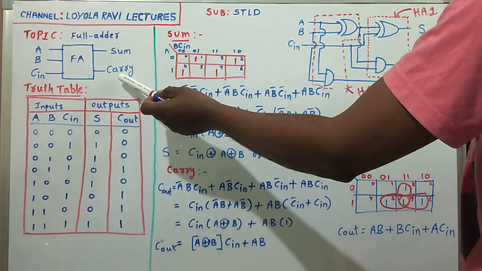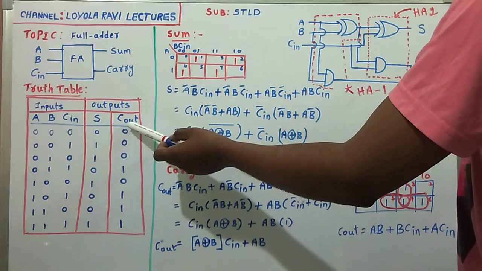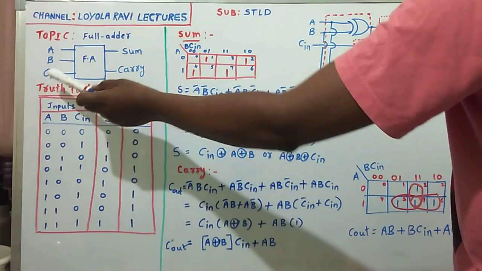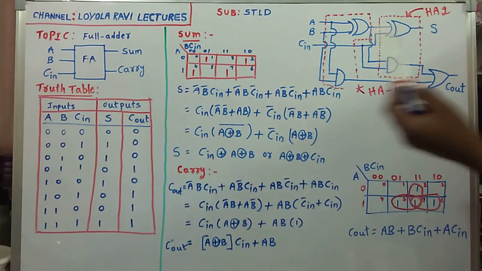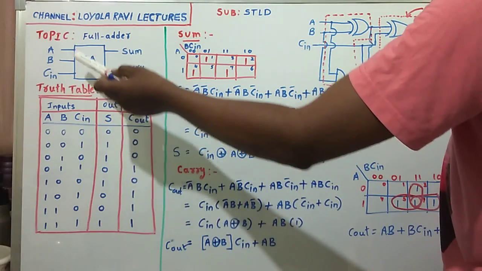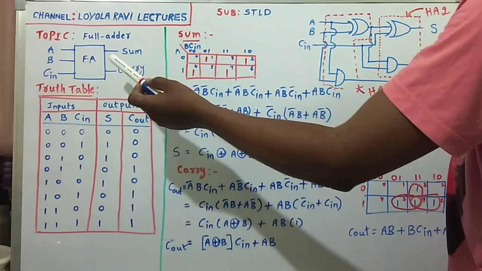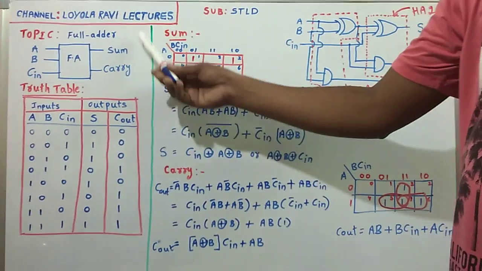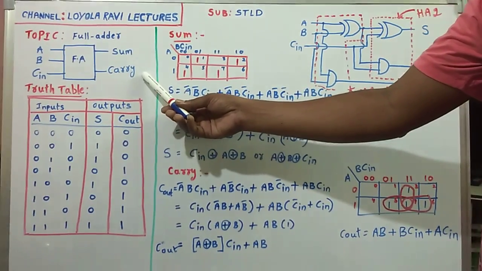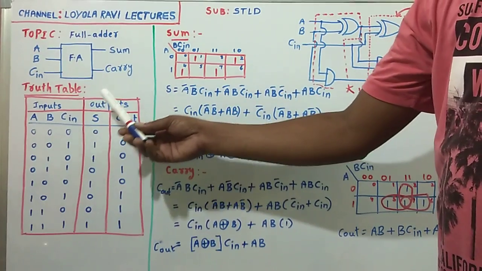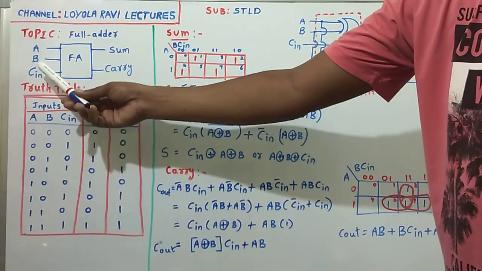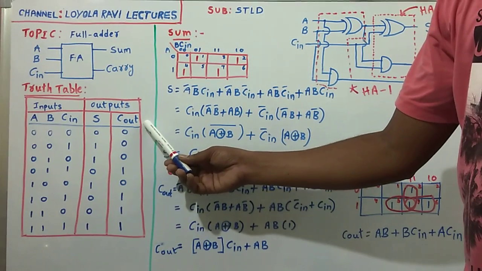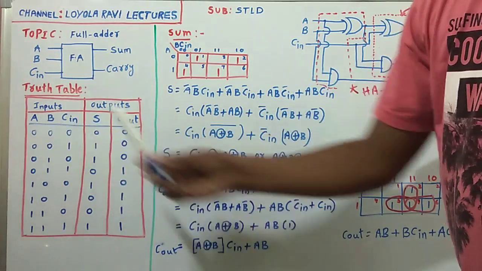This carry I am going to consider as C out. Why? Because we have two C's, one is a C in and one is a C out. A full adder is a combinational circuit. It has three inputs and two outputs, sum and carry. Then go to the truth table. Inputs are A, B, C in, and outputs are sum and carry out.